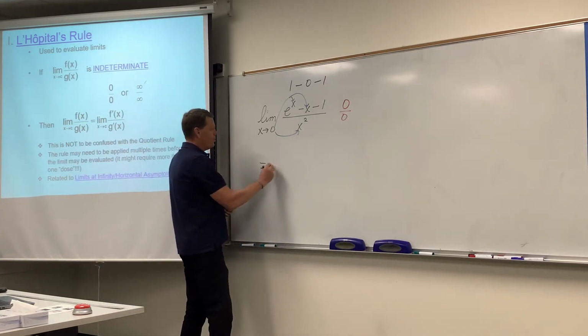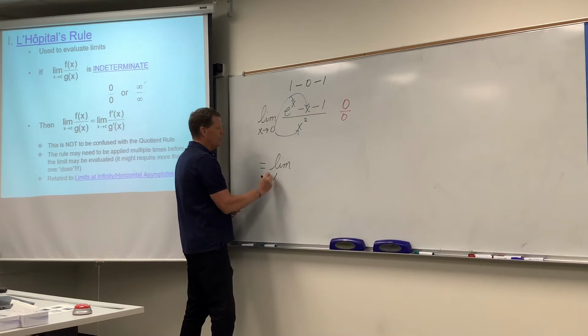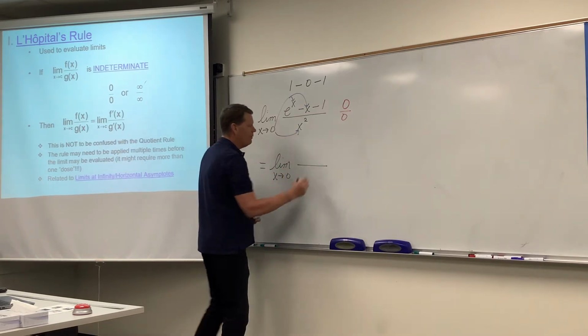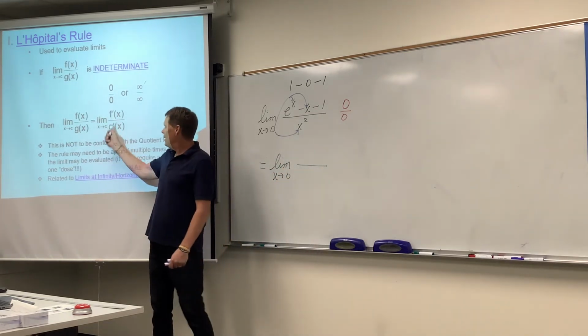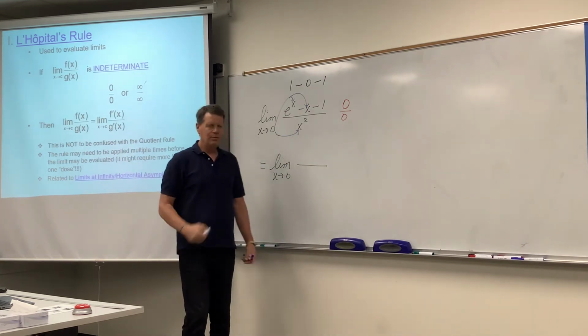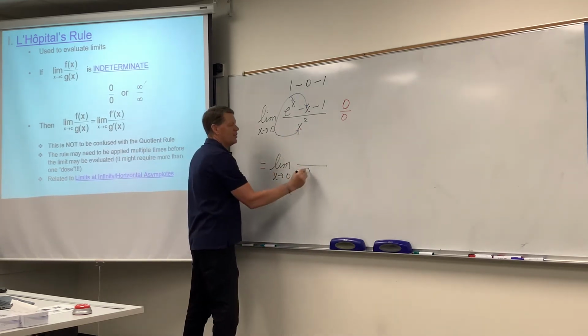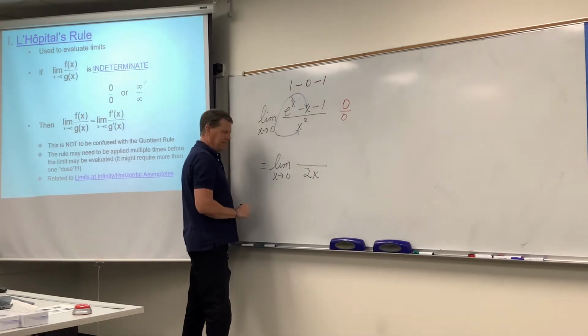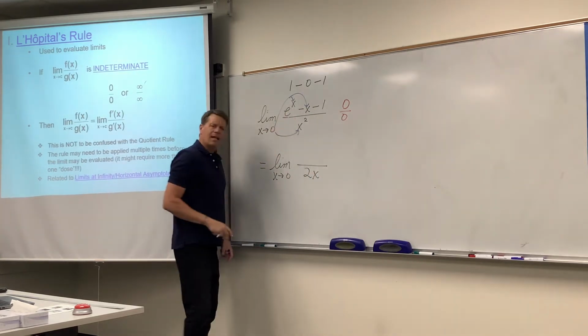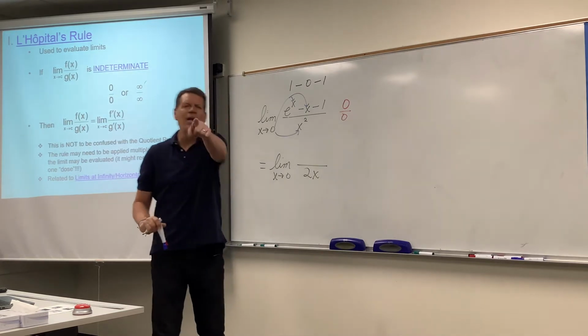We apply L'Hopital's rule, which would mean that we take the derivatives of the top and the bottom individually. It's not the quotient rule. Derivative of numerator, derivative of denominator. X squared has a derivative of 2x. What's the derivative of e to the x? Anybody remember that one? Oh yeah, it's e to the x.